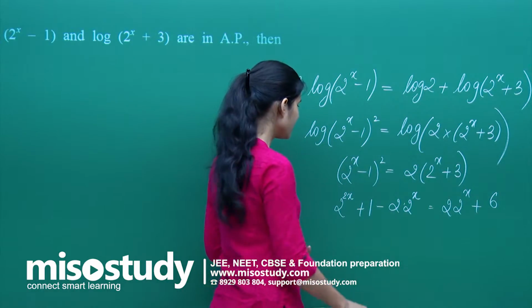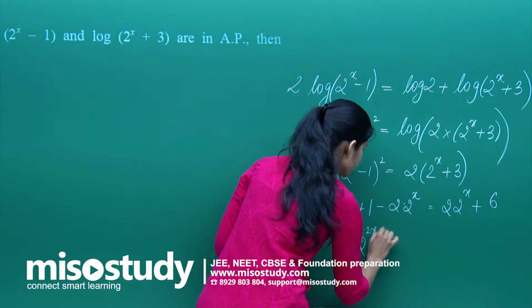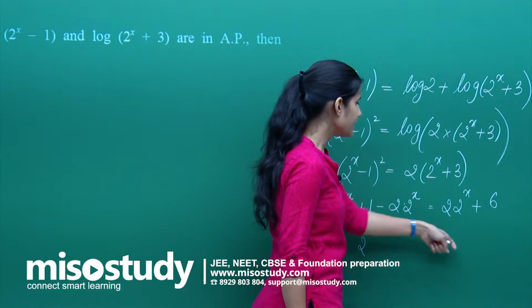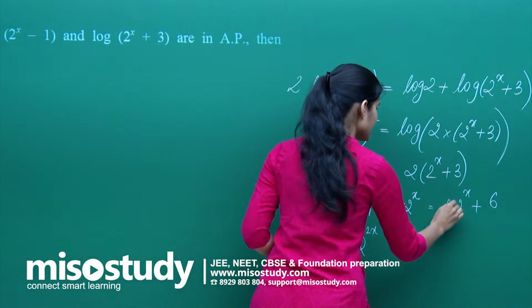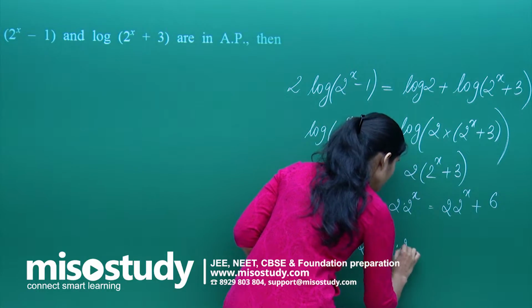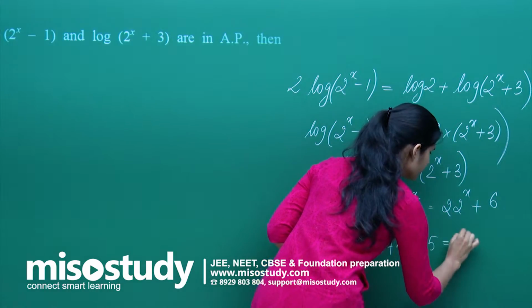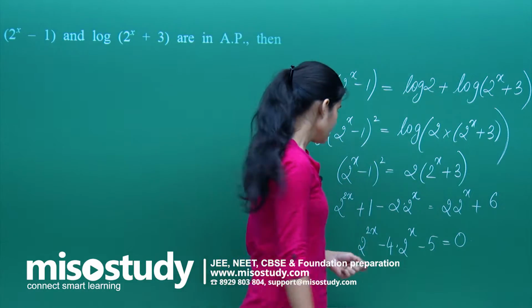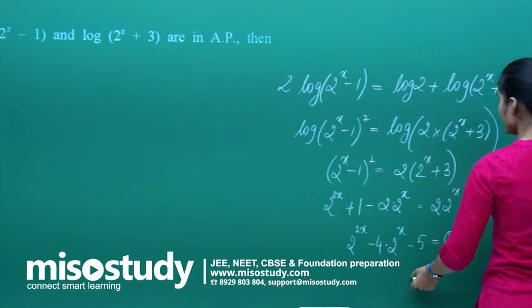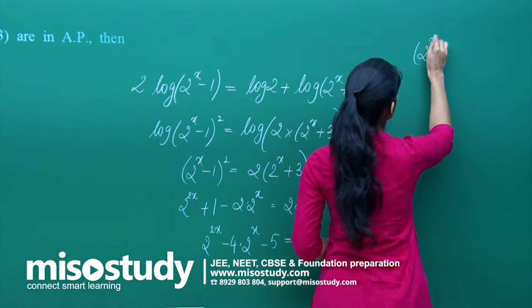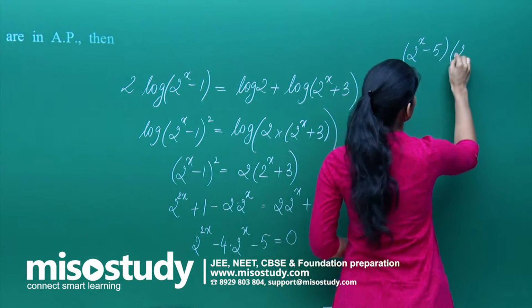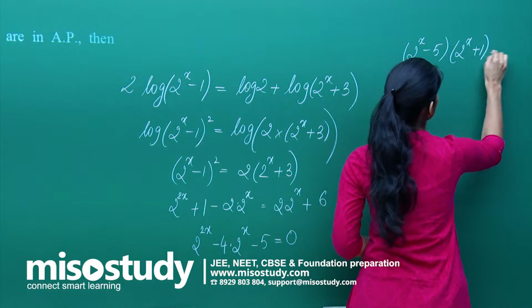So what you are left with is 2 to the power 2x minus 2 into 2 to the power x minus 2 into 2 to the power x, which is minus 4 into 2 to the power x, plus 1 minus 6, which is minus 5. Okay, so from here when you break the middle term, you get 2 to the power x minus 5 into 2 to the power x plus 1 equals 0.